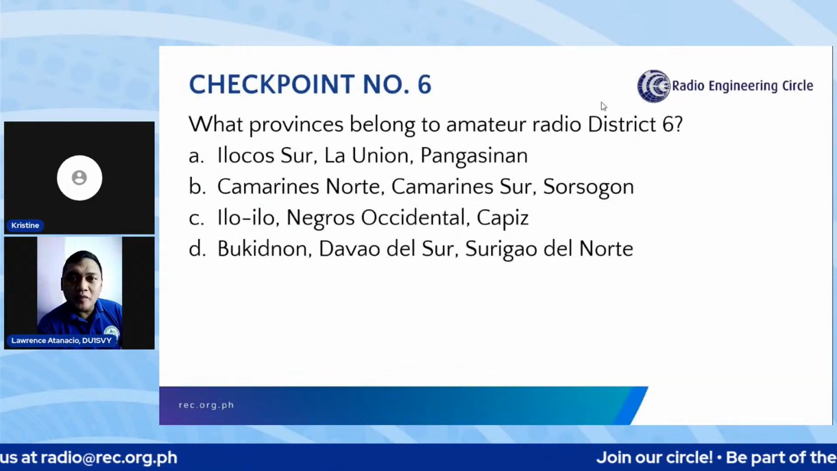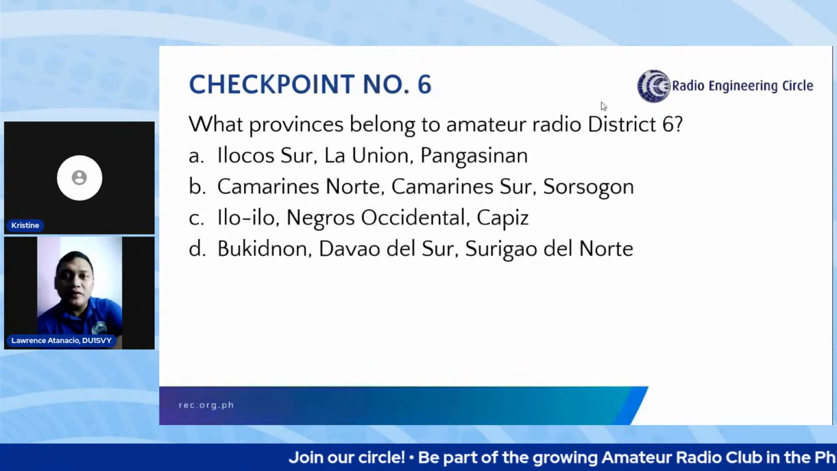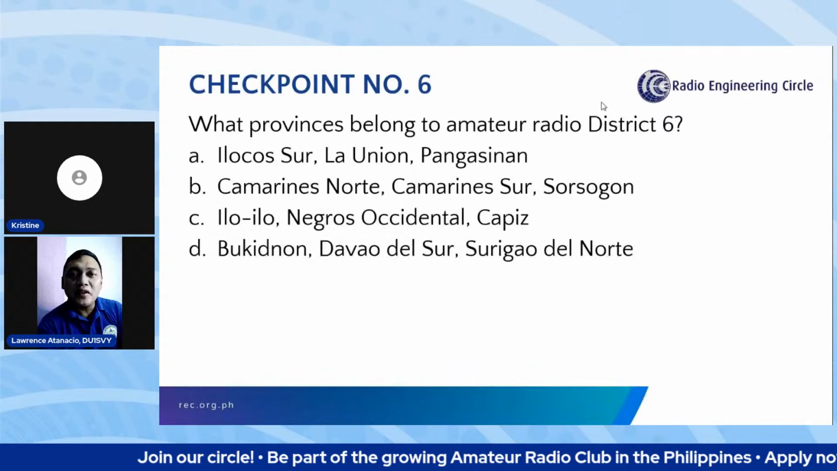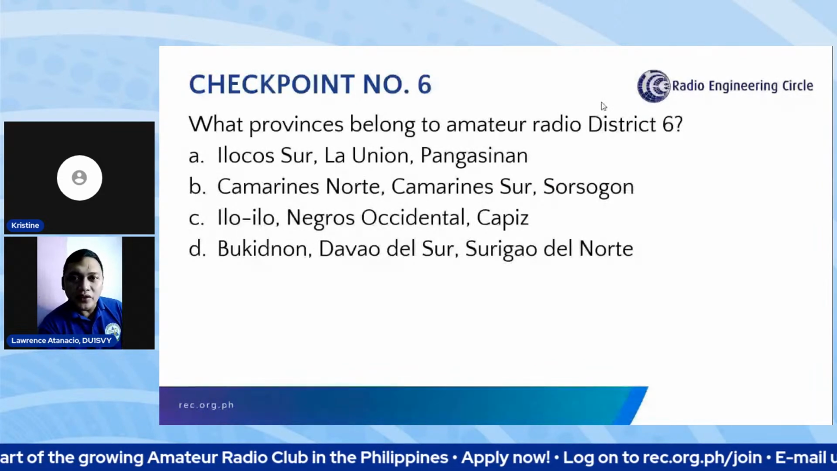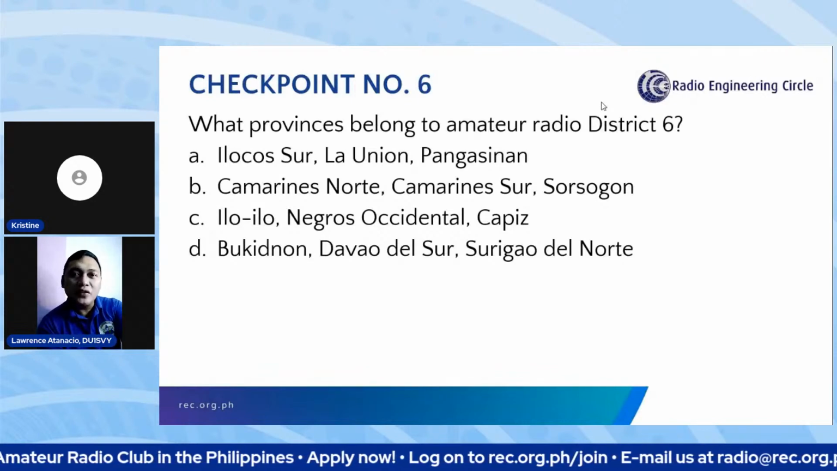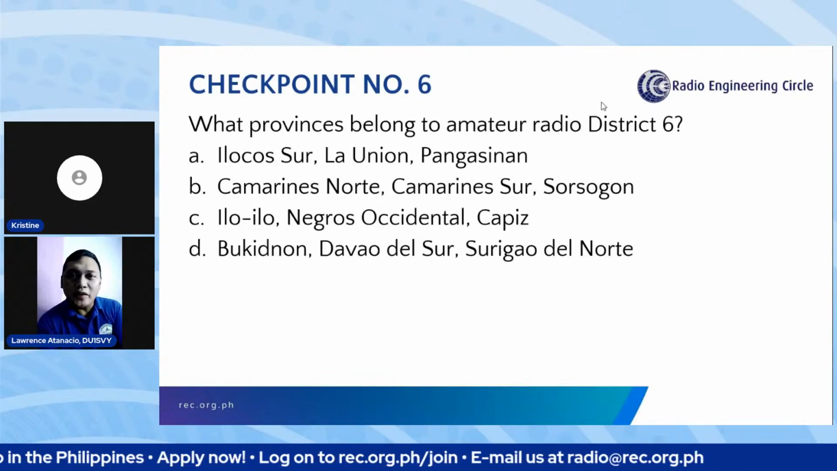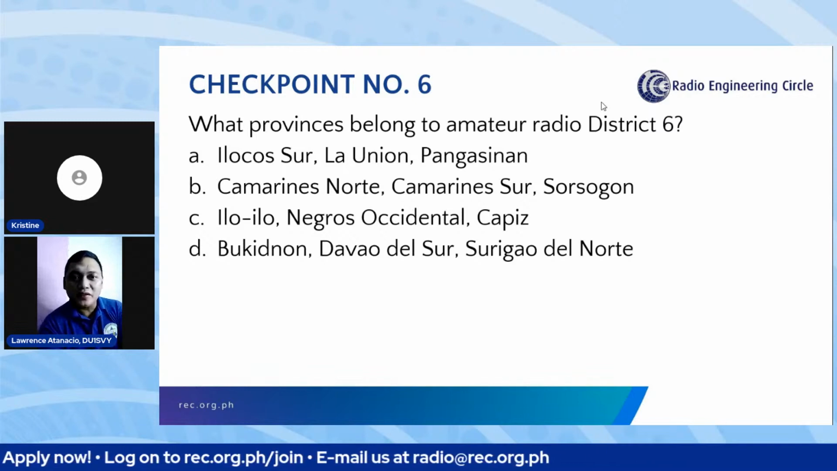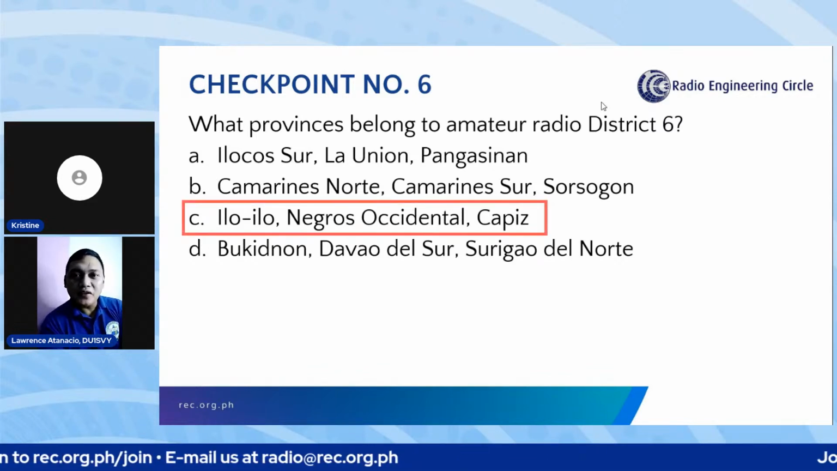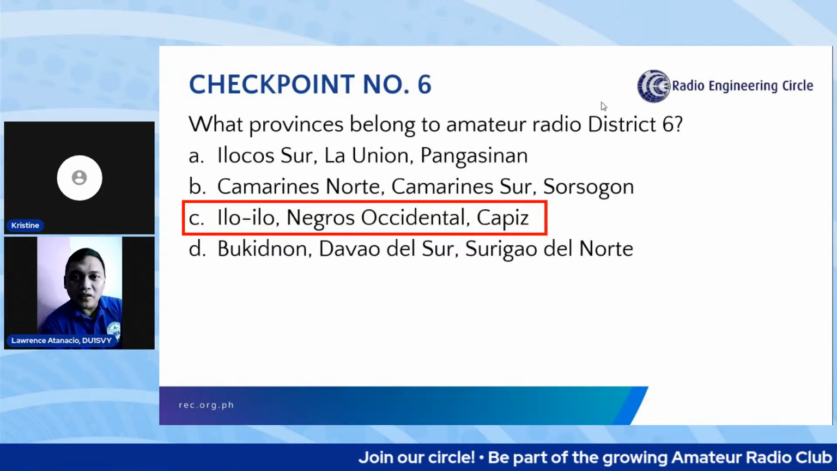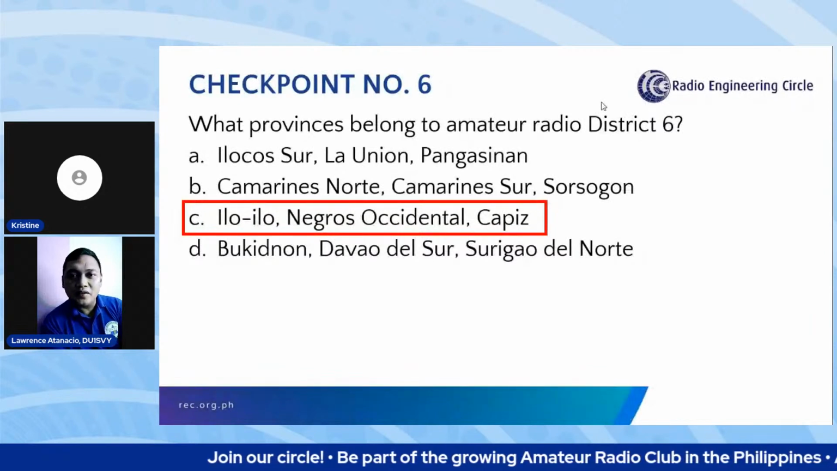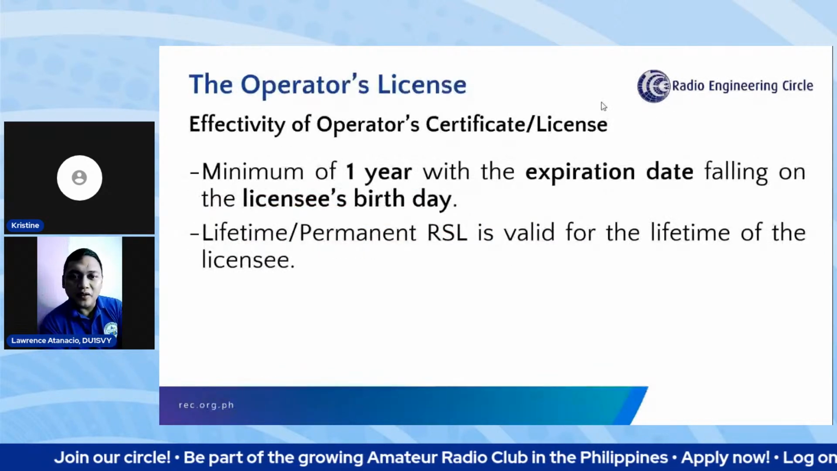So, what provinces belong to Amateur Radio District 6? Letter A, B, C, or D? Sino po makakasagot? Ano po ang nasasakupan daw ng Amateur Radio District 6? So, the answer is letter C. Okay, yan po ang Iloilo, Negros Occidental, and Capiz Province. Okay, next slide.